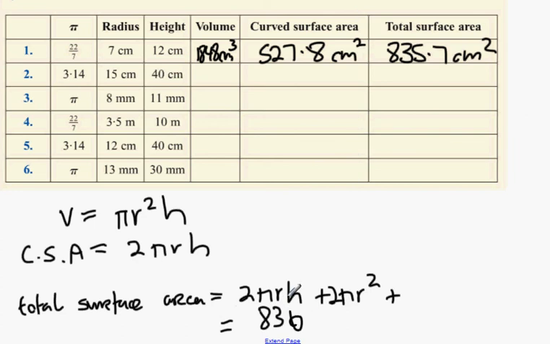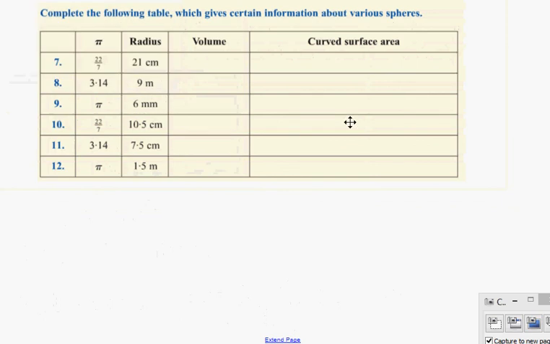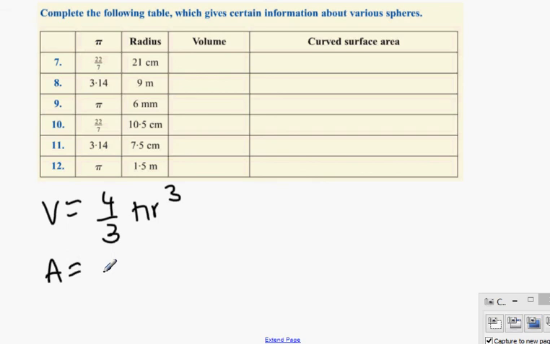Be aware to use the right pi number. Now guys, next one is spheres. You have two formulas for the sphere. The volume of the sphere is 4/3 pi r cubed. The area is 4 pi r squared. That's the curved surface area.